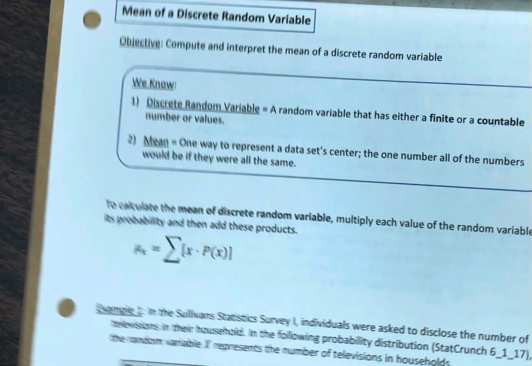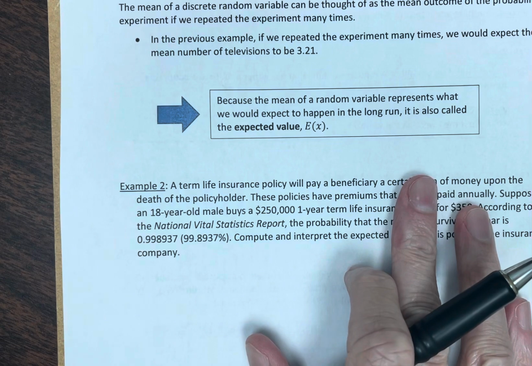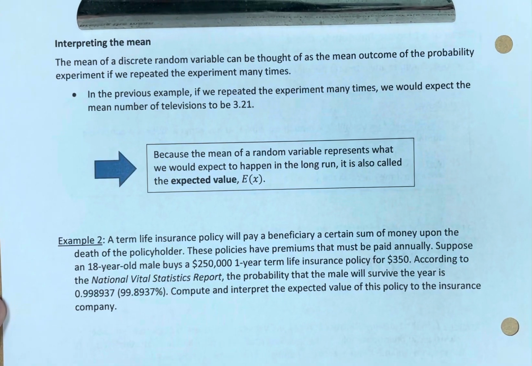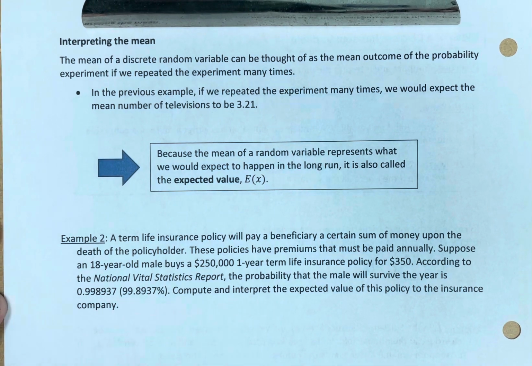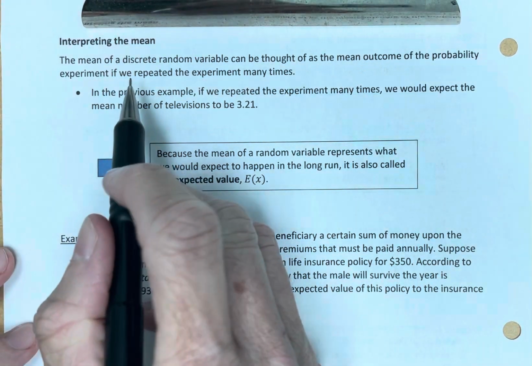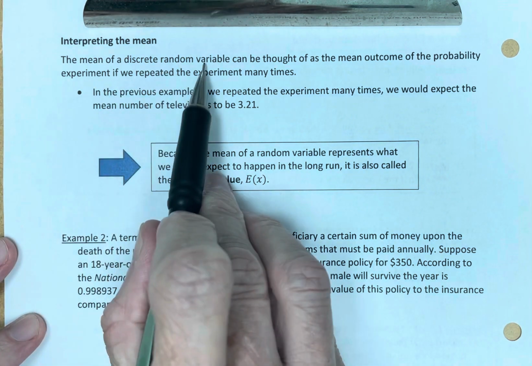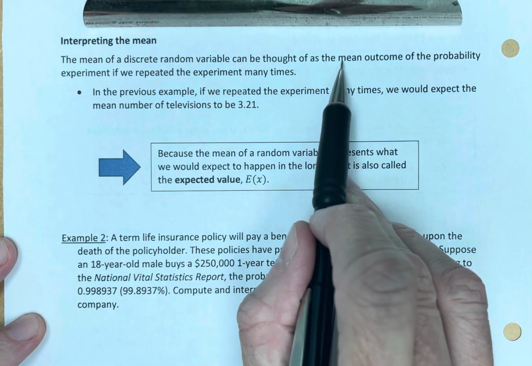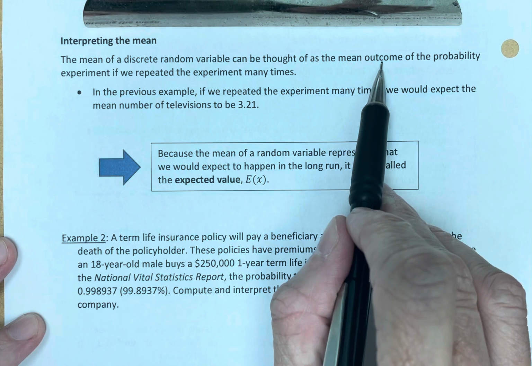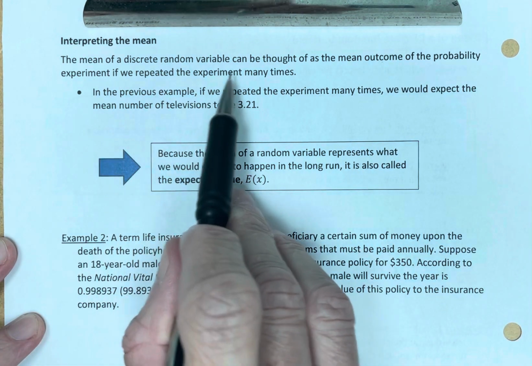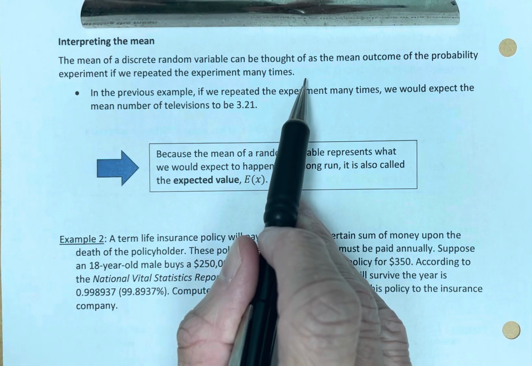Let me come back to our notes and our lesson. How do we interpret the mean? The mean in these situations is interpreted as follows. The mean of a discrete random variable can be thought of as the mean outcome of the probability experiment if we repeated the experiment many, many times.